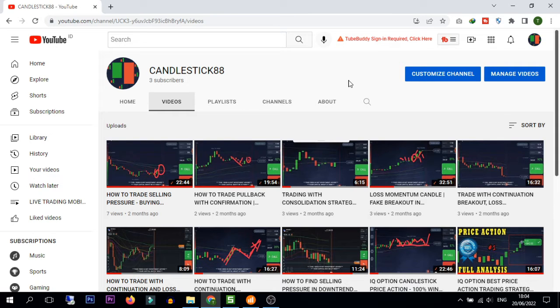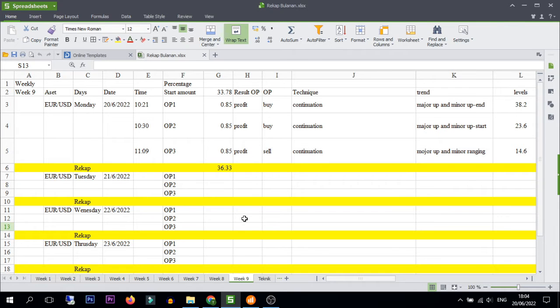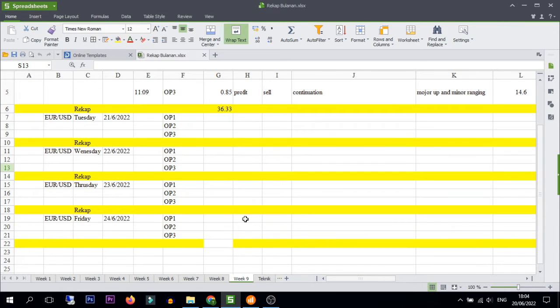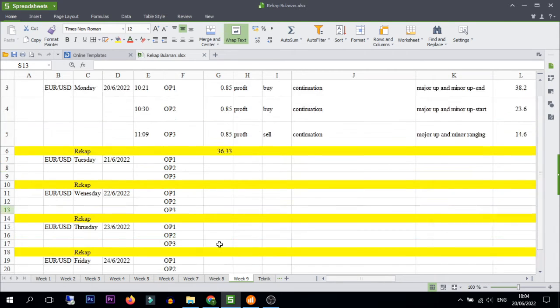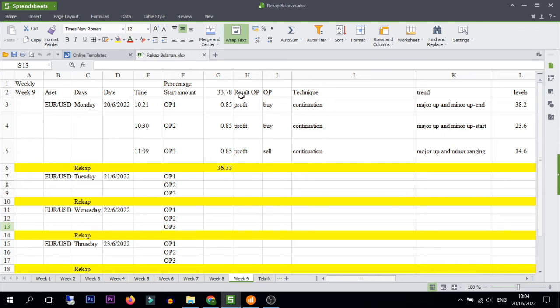And honestly, in this Excel sheet I have already been trading for about 2 months, or 8 weeks, and the result at the end was that I got only a profit of about $3.78. And this journey is about 2 months from depositing the money, from the $30.